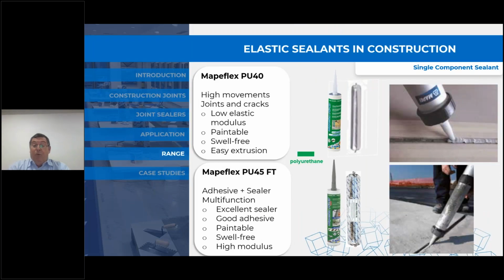The Mapei PU45 FT, for fast track, is a fast setting product. This is a little bit different here. We start talking about adhesive sealants. So this is a multifunctional material. It can be used for sealing, so it's an excellent sealant, and I'd say an excellent adhesive as well. A flexible adhesive for bonding dissimilar materials, or the same, that allows for some movement because of its flexibility. It's also paintable, swell free, and this one's a higher modulus, so a stiffer consistency material.